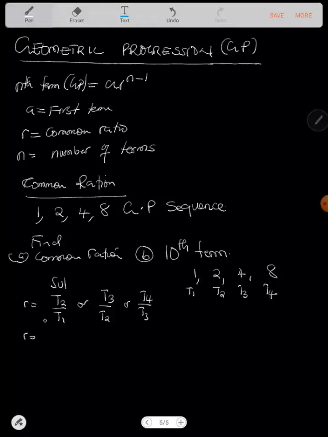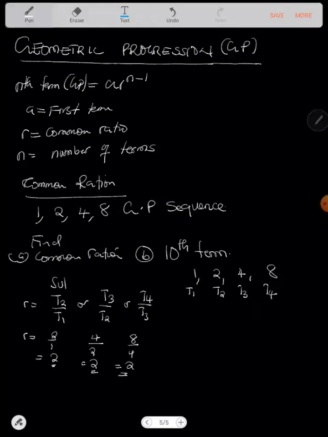So r is equal to second term, which is 2, by first term, which will give me 2. I need to prove that it's also the same for this. Third term, 4, divided by second term, 2. My answer will still be 2. Let me also try. Fourth term, 8, and third term is 4. This will still give me 2. So my common ratio is 2.